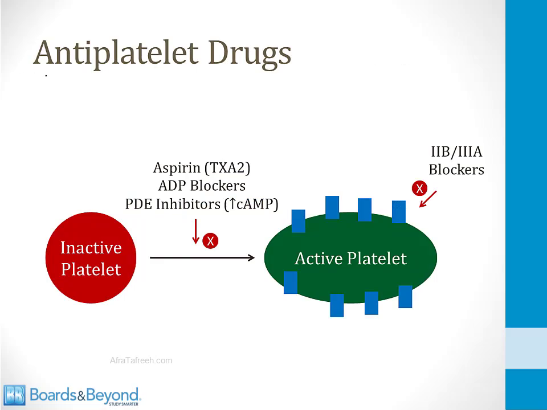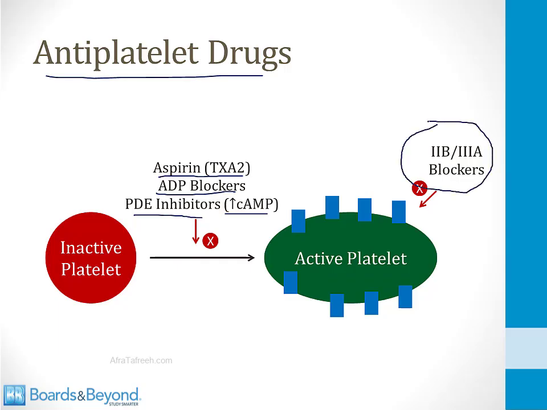So I'll finish with this summary slide just reminding you of the different classes of drugs and how they each block a different pathway to platelet activation and platelet plug formation. Aspirin blocks the formation of thromboxane A2. The ADP blocking drugs block the activity of ADP, and the phosphodiesterase inhibitors all raise the level of cyclic AMP in platelets. And then finally, the 2B3A receptors are unique. They don't block platelet activation, but once the platelet becomes activated, they block its ability to adhere to other platelets. And that concludes our module on antiplatelet drugs.